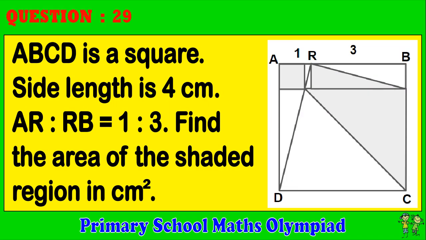Question 29. ABCD is a square. Side length is 4 centimeters. AR to RB equals 1 to 3. Find the area of the shaded region in centimeters squared.